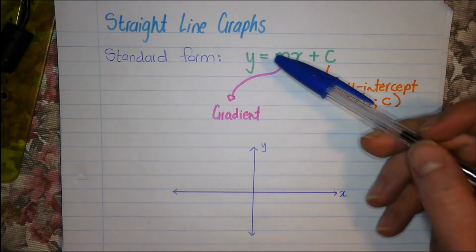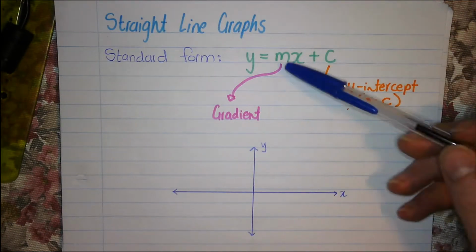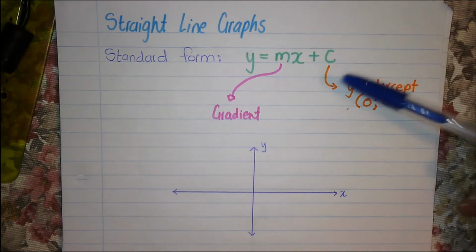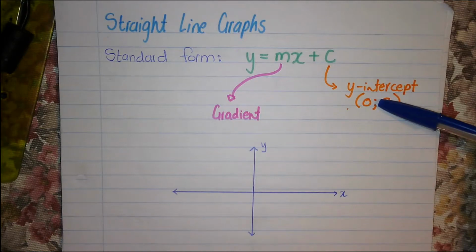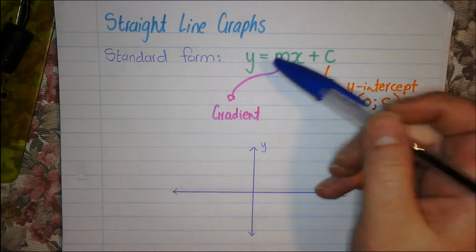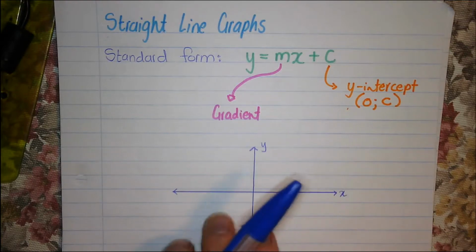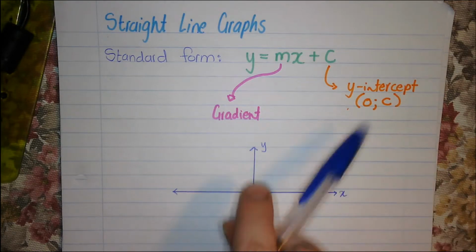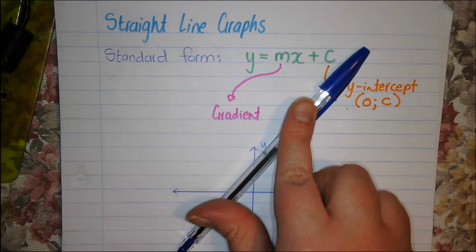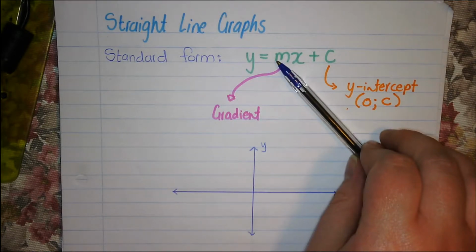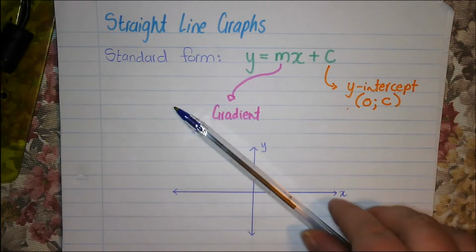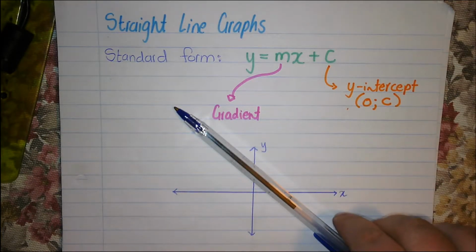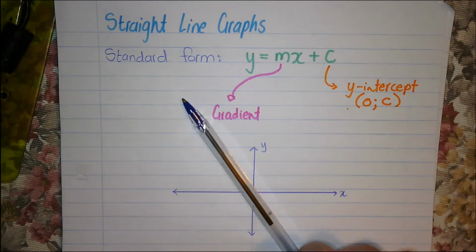So, y equals mx plus c. The m value stands for the gradient and the c value stands for the y-intercept. The gradient means how steep the line is going and in which direction. If it's positive, it's going to be going up, and the bigger that m value is, the steeper it's going to be. If it's negative, it's going to be coming down, and the bigger the m value is without the negative, the steeper it's going to be.